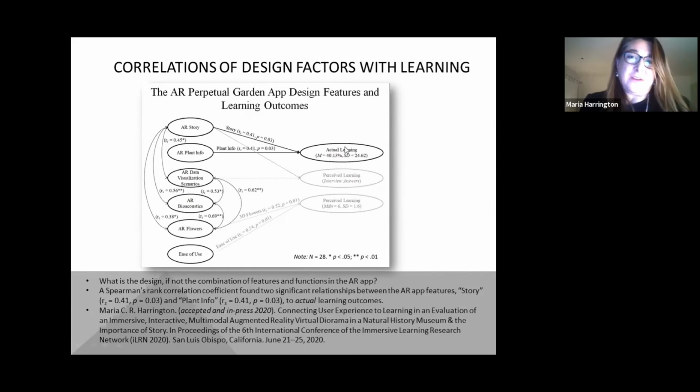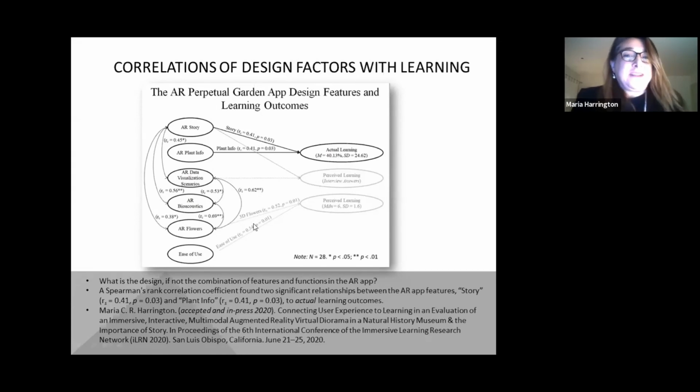The actual learning, 40%, was statistically significantly and slightly positively correlated to the plant info, the facts, as well as the story. And this makes sense because in order to really learn, you do need access to the data, and the data has to be placed into context, which is the narrative, right?